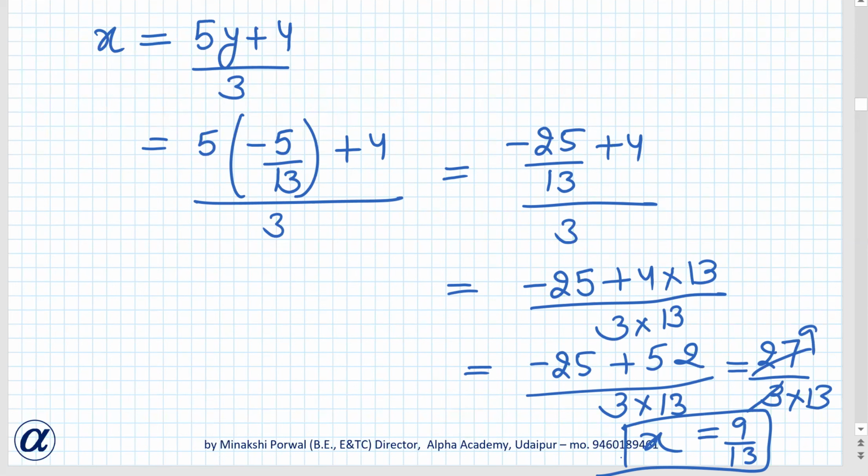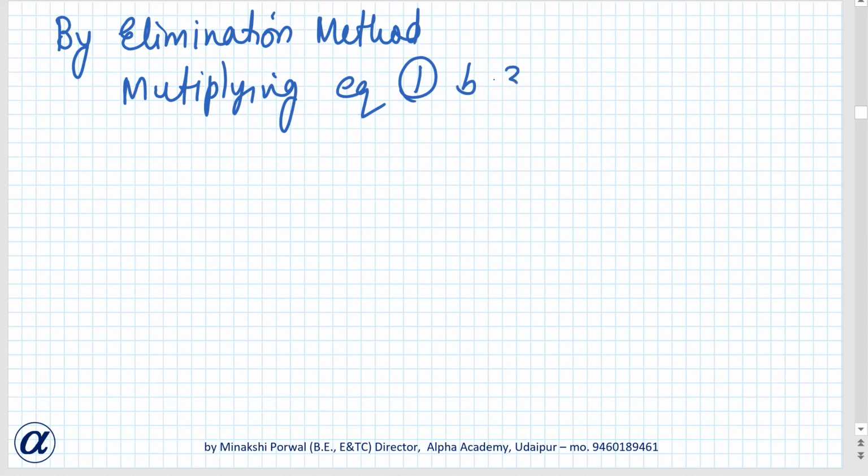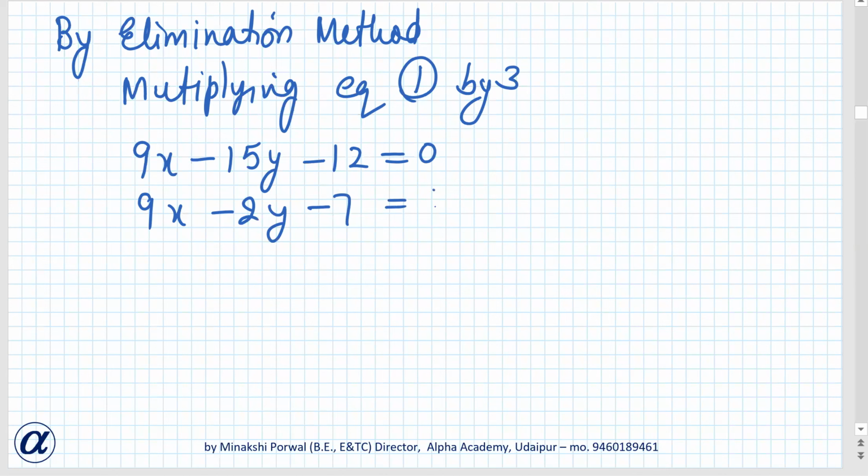Other method is elimination method. So next we are going to do it by this elimination method. Now for elimination, same question. What we have to do here is we have to make their coefficients same. तो एक में coefficient था 3x और एक में 9x. So multiplying equation 1 by 3. जब उसको equation 1 को 3 से multiply करेंगे ये हो जाएगा 9x minus 15y minus 12 equals 0. 9x minus 2y minus 7 equals 0.